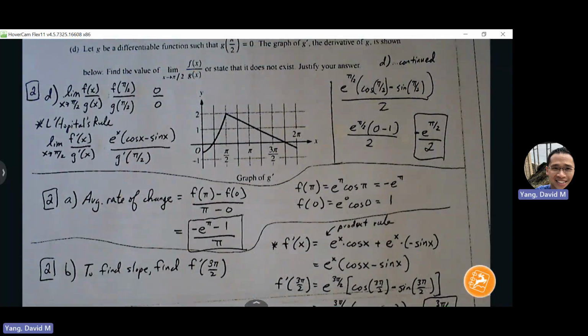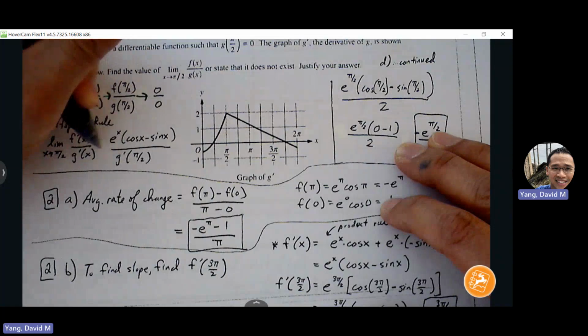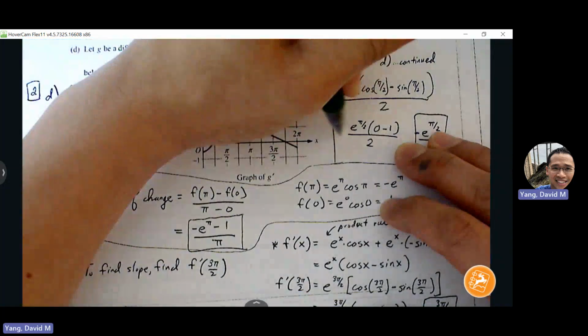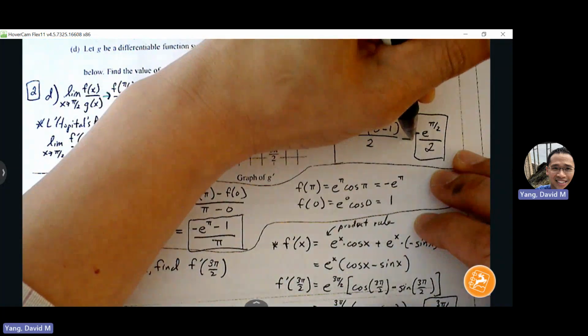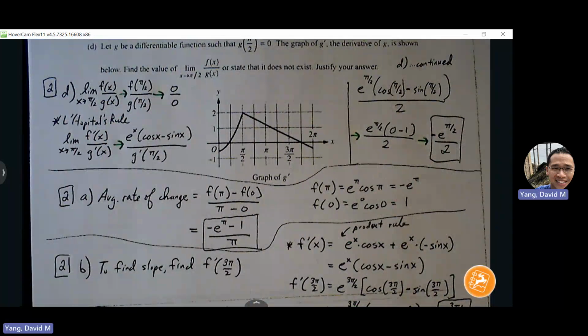I made this key before I realized that they were really picky about the equal sign. So make sure you use arrows for all your L'Hopital's rule steps. Try not to use any equal sign. So I evaluated my points. I get 0 over 0. That tells me I can do L'Hopital's rule.